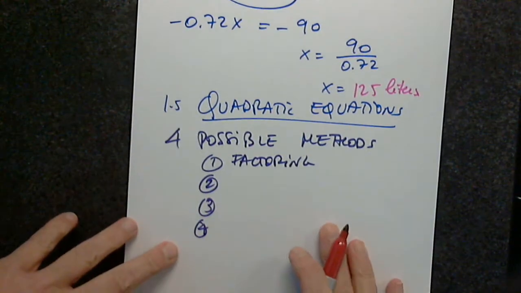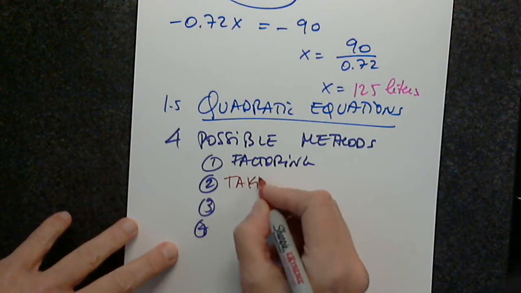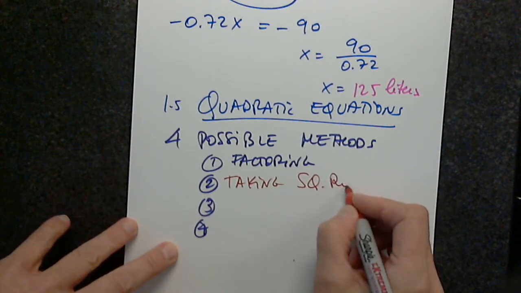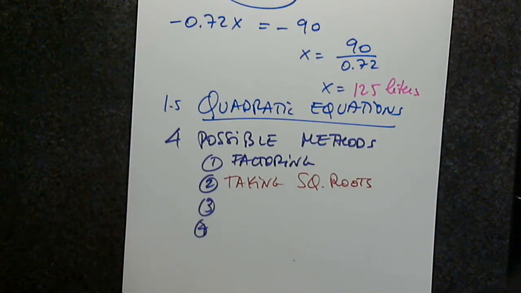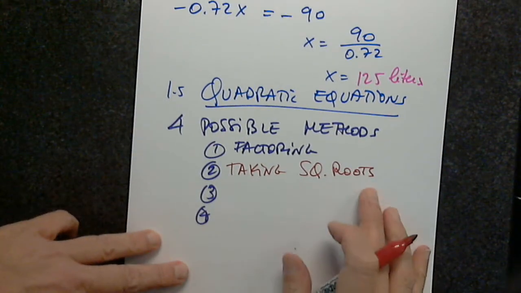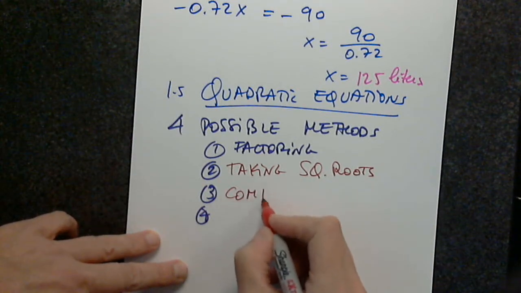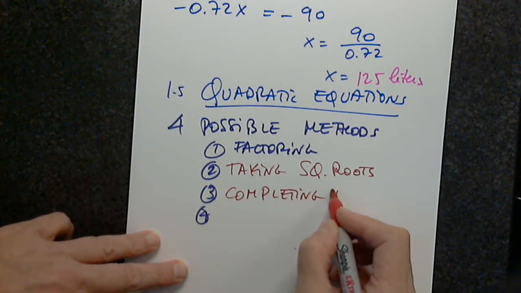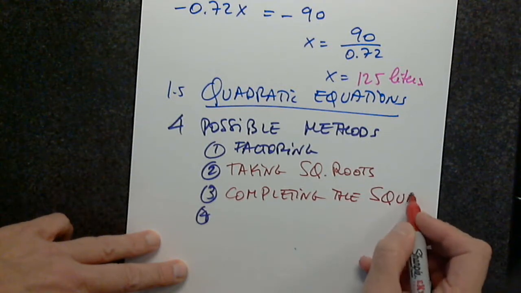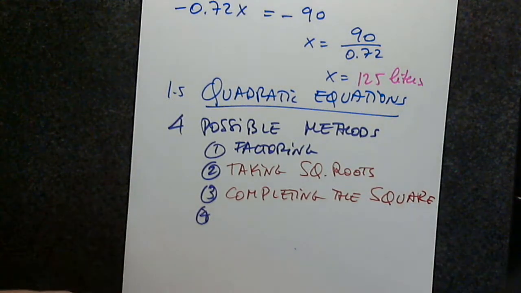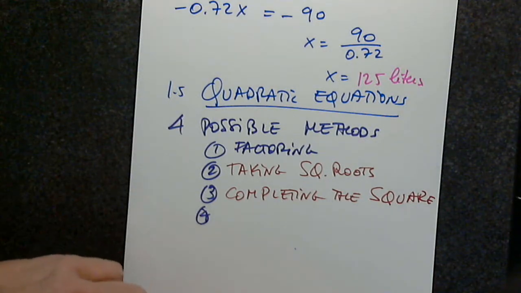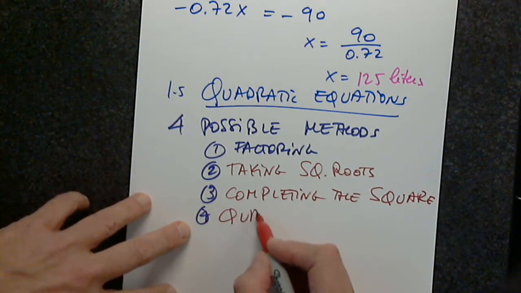So factoring is the first one. The second one is taking square roots, of course, from both sides of the equation. Nothing is new so far. Everything is from the past experience with math that you had. But I have to review these things with you. So taking square roots. The next one is completing the square. And of course, the last one is the quadratic formula.